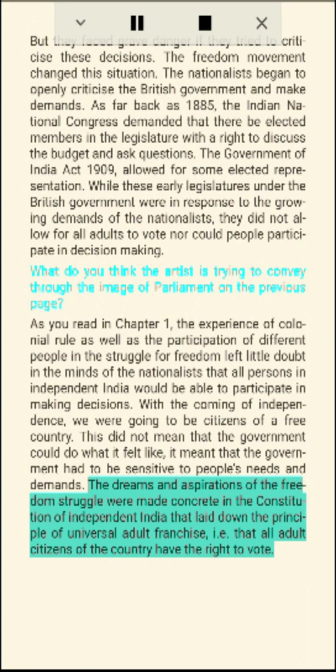The dreams and aspirations of the freedom struggle were made concrete in the Constitution of Independent India that laid down the principle of universal adult franchise, i.e. that all adult citizens of the country have the right to vote.